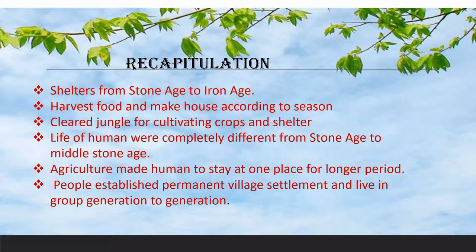Recap of our module 2. In this module, we learned about shelter from the Stone Age to the Iron Age, harvesting food and making houses according to season, and clearing jungle for cultivating crops and shelter. The life of humans was completely different from the Stone Age to the Middle Stone Age. Agriculture made humans stay in one place for a longer period. People established permanent village settlements and lived in groups generation to generation.